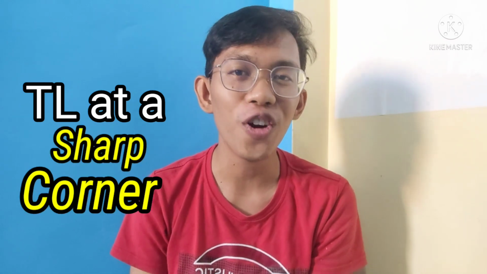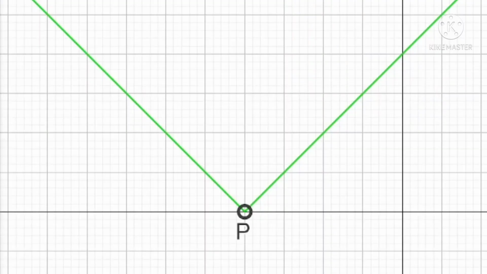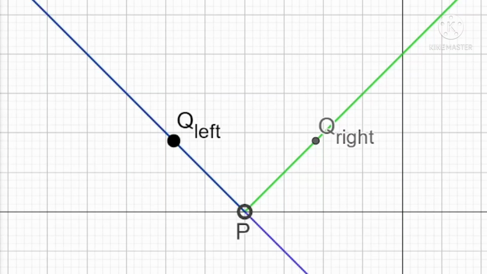This time, pag-aralan naman natin yung tangent line sa isang sharp corner. So, P here is a sharp corner. And gagawin ulit natin yung ginawa natin kanina. We will select a point sa kanyang left at sa kanyang right. And then we will draw the secant lines by connecting P and the point sa kanyang left and yung point sa kanyang right. At pag ginawa natin yun, medyo matatakpan yung ating graph.